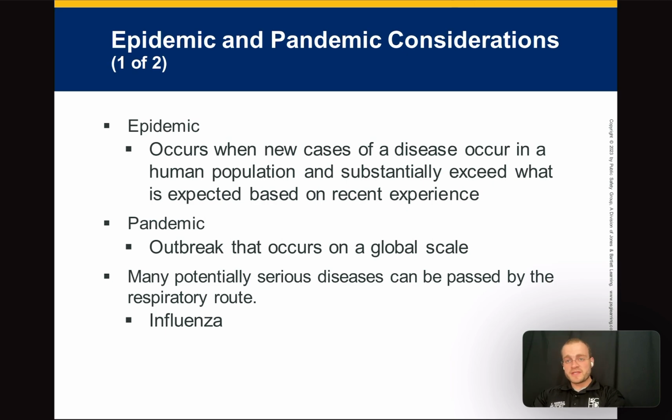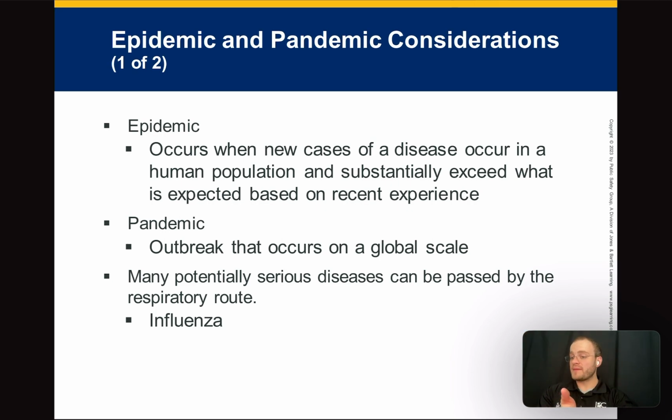Now, epidemic. Okay, so they could just ask you, what's the difference between an epidemic and a pandemic? Okay, it's annoying, but this is epidemiology, okay? The study of disease. So an epidemic occurs when new cases of a disease occur in a human population that substantially exceed what is expected based on the recent experience, right? And so it's basically an epidemic's an outbreak, okay? And pan means all, by the way. Pandemic is on a global scale, okay?